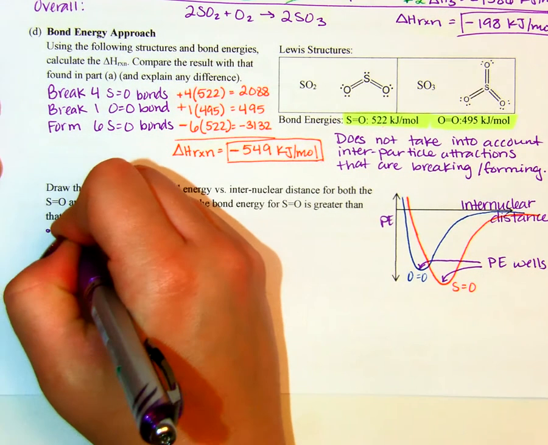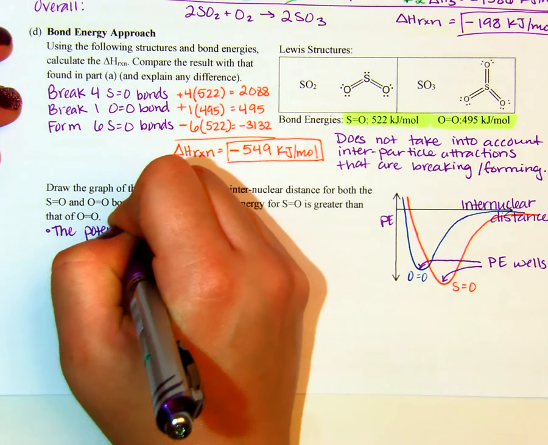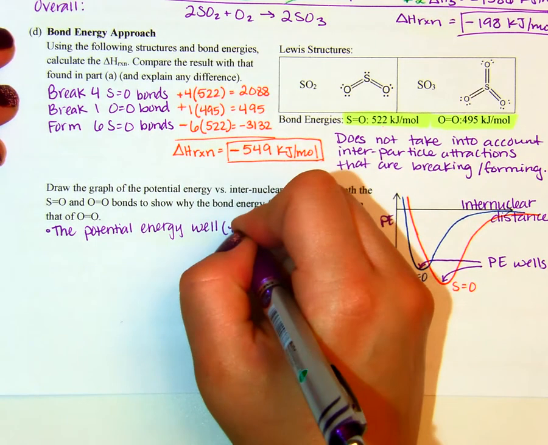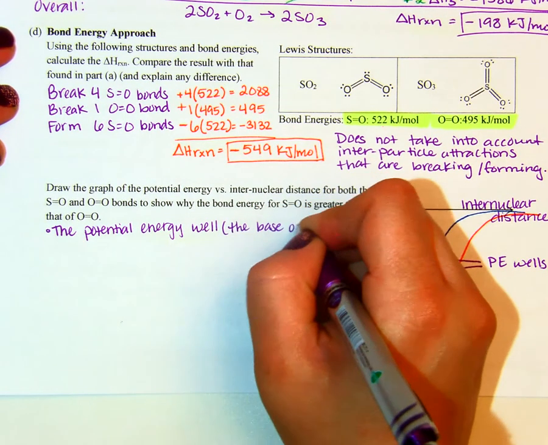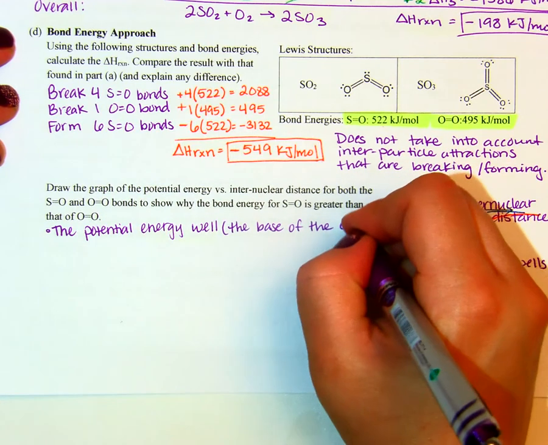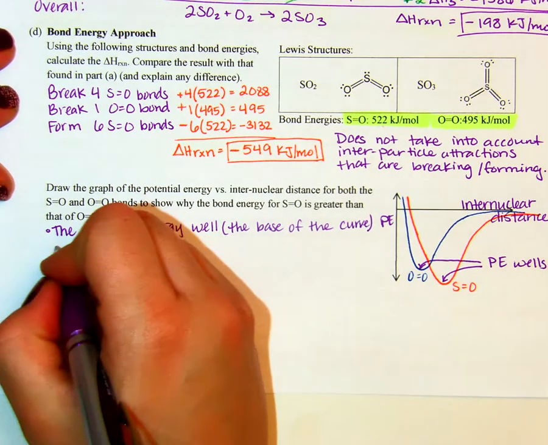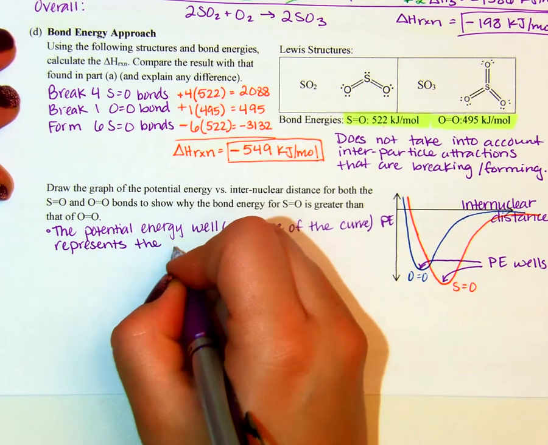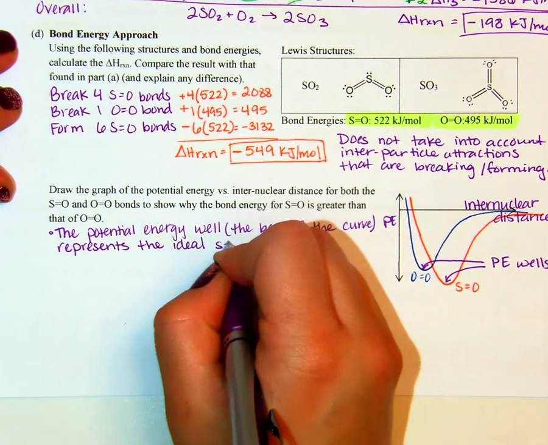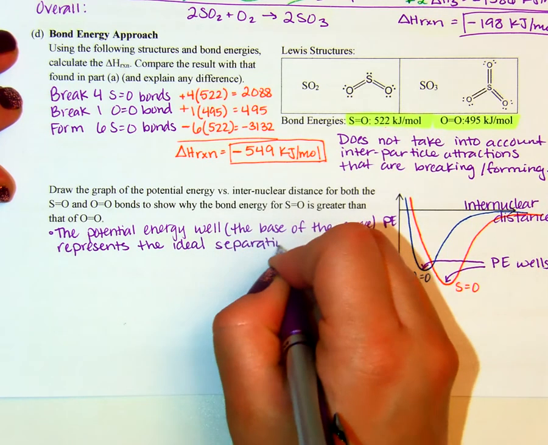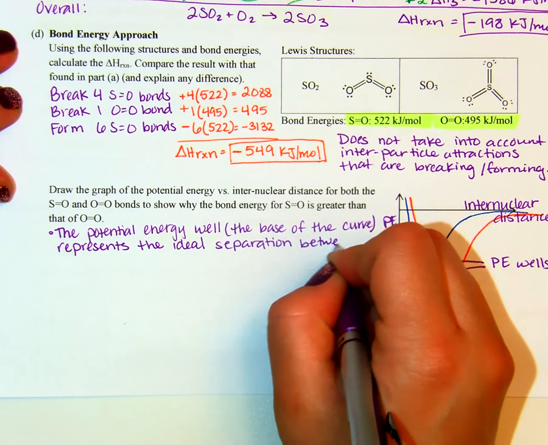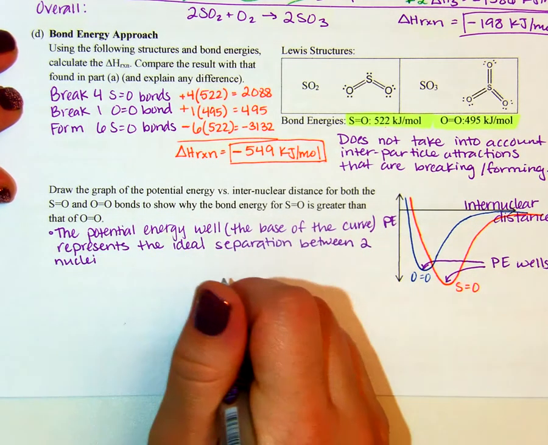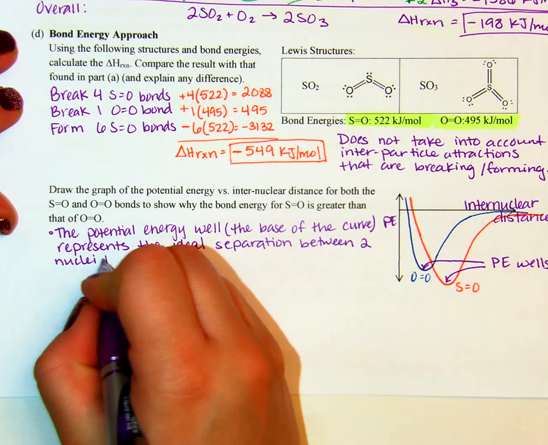The potential energy well, which is the base of the curve that we labeled, represents the ideal separation between two nuclei that maximizes attractions and minimizes repulsions between atoms.